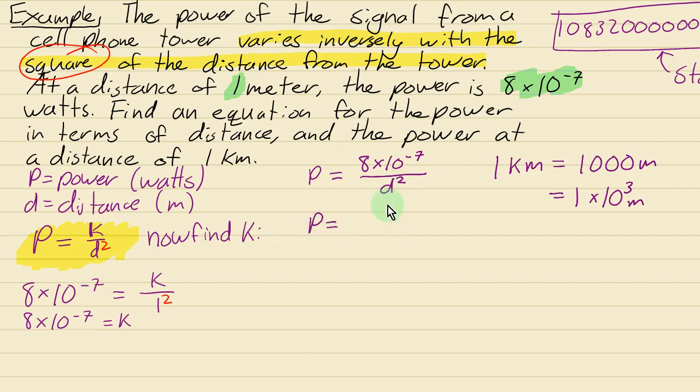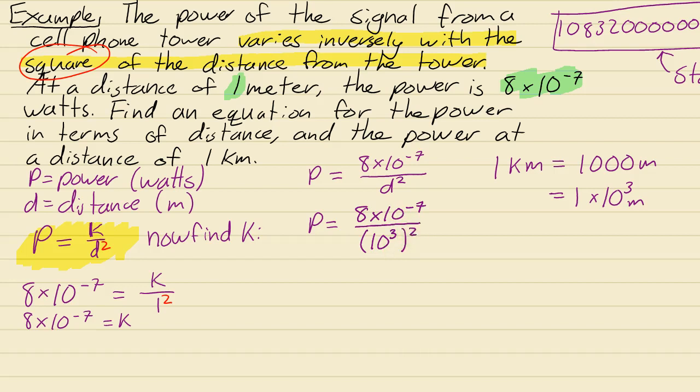because D needs to be in meters, because it's given that D is in meters. So we need to use one of these values with meters, not the 1 kilometer, because that's a different number. Okay, so we're going to have 8 times 10 to the negative 7 over D squared. I'll just write that as 10 to the power 3, and then that is squared.